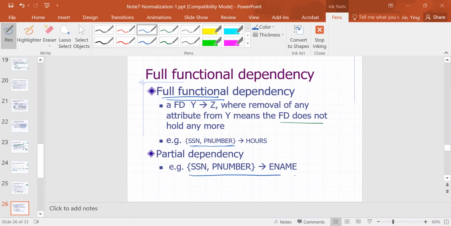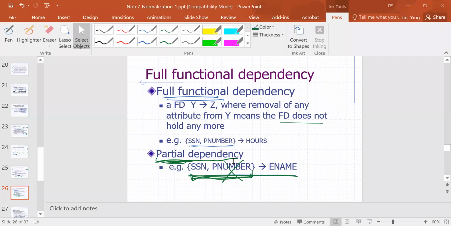For example, this functional dependency is a partial dependency because I can remove this one, and whatever is left, SSN to ename, is still true, right? So that means this whole thing is a partial dependency, meaning we have unnecessary information on the left-hand side. That's the partial dependency definition. So any functional dependency is either a full functional dependency or a partial dependency. If it's not full, then it's partial. If it's not partial, then it's full.